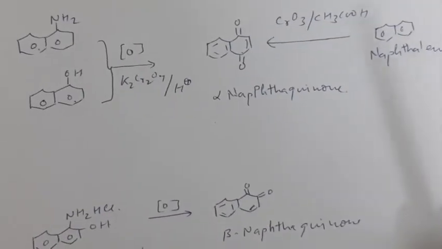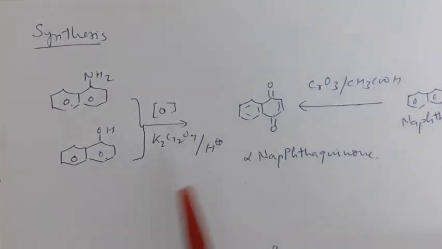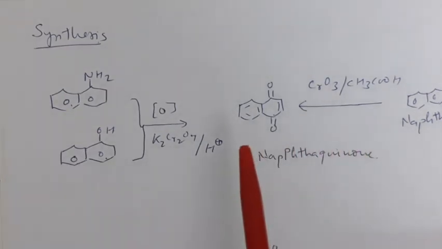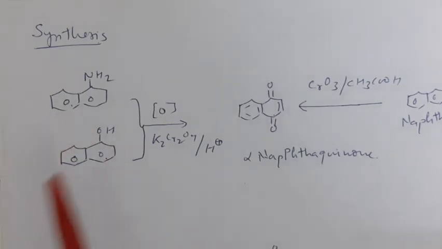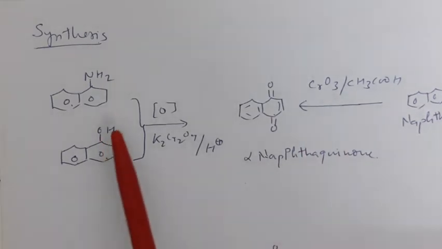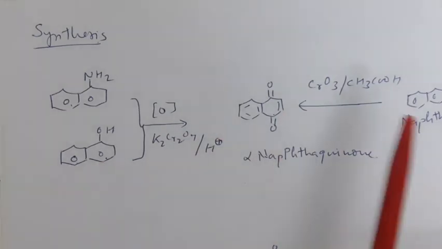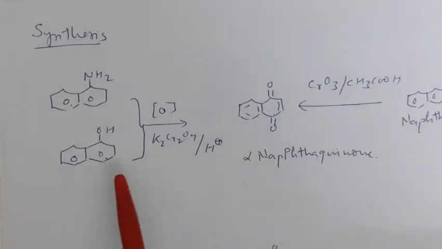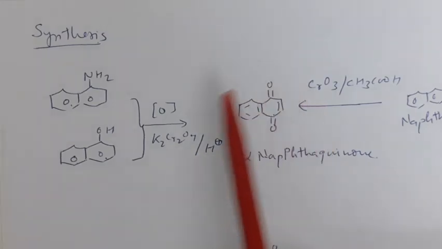The naphthaquinone can be synthesized. The alpha naphthaquinone can be synthesized by the oxidation of alpha naphthylamine, or alpha naphthol, or naphthalene. The alpha naphthylamine or alpha naphthol or naphthalene, if oxidized with chromic acid, gives the alpha naphthaquinone.